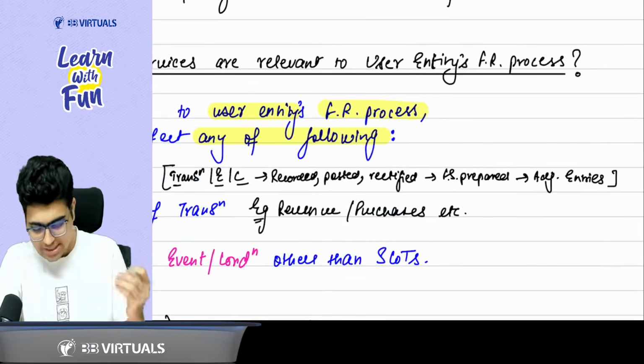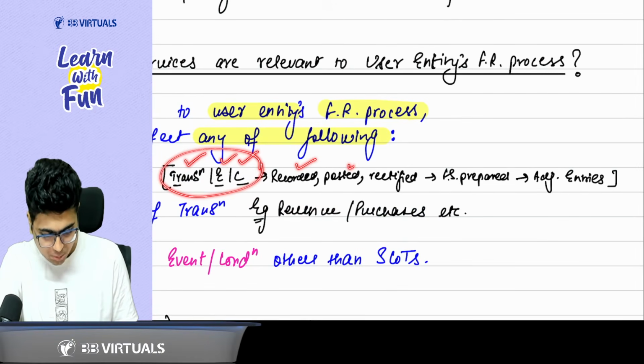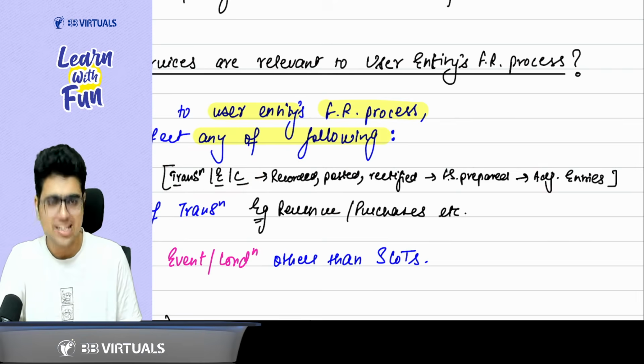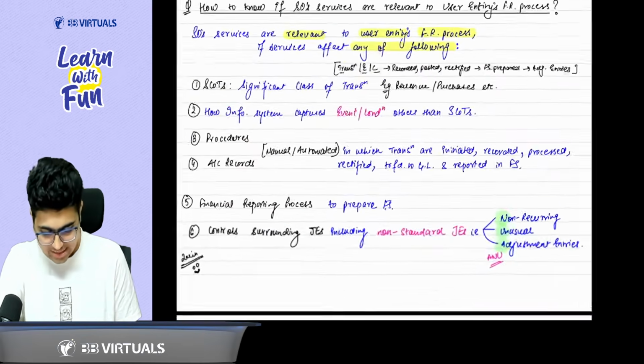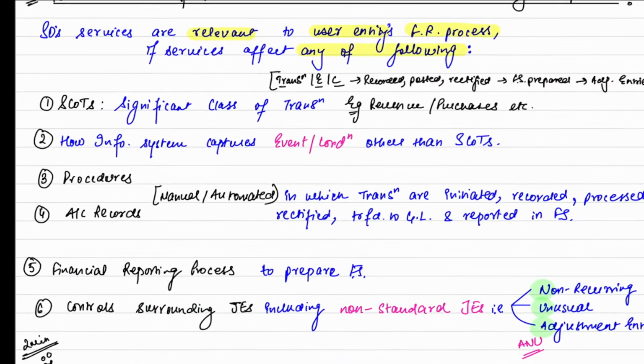Sir, how are the financial statements prepared? First of all, there is a transaction, event or condition. After this, it is recorded, posted in the general ledger, rectified. After this, the financial statements are prepared. And lastly, we have the adjustment entries. So these are the same points given here. First of all, everyone, please look at the board. First of all, there will be a transaction.